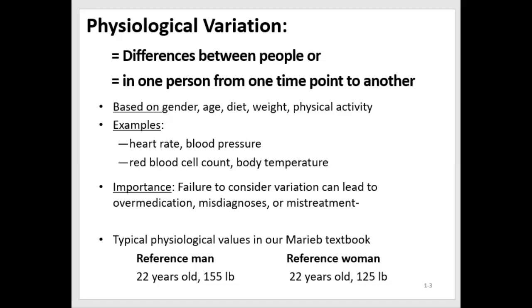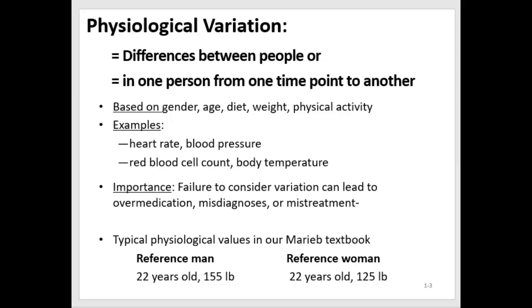So throughout this course and the next course, we use a textbook for human anatomy and physiology written by the author Lane Marab. And in this particular textbook, they often give values for things like red blood cell counts, heart rate, body temperature. And I would like you to be aware of the fact that they use a reference male and a reference female for these numbers.